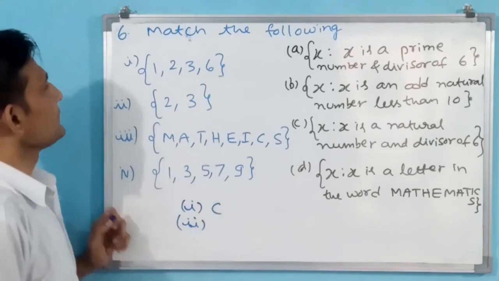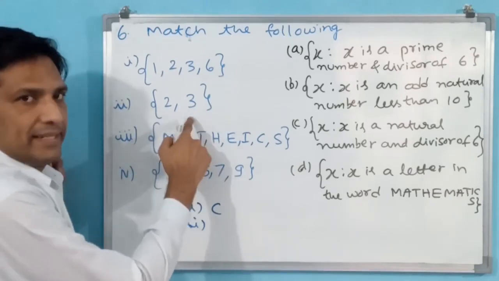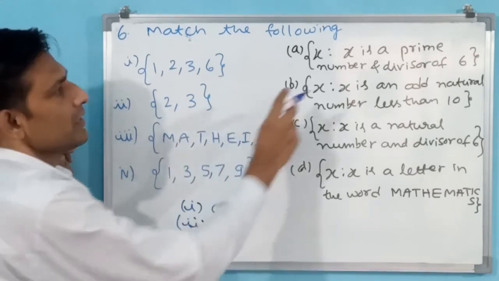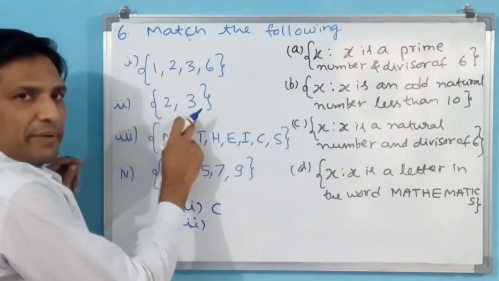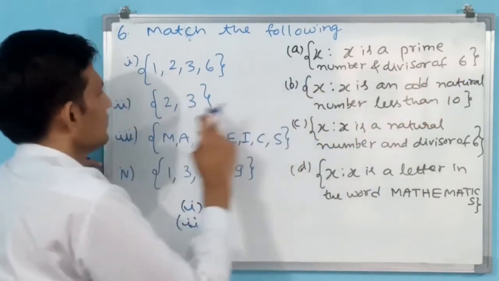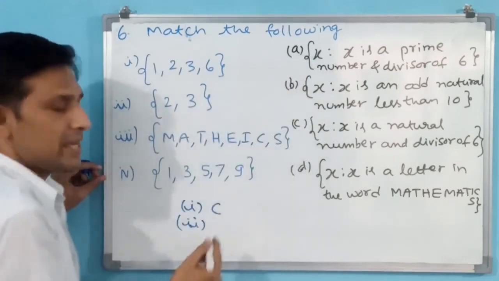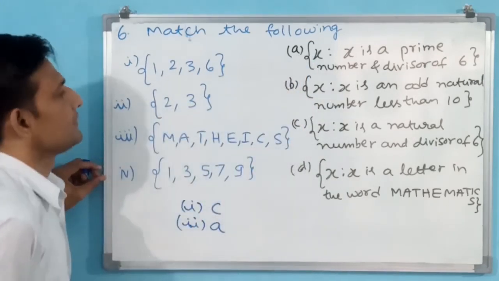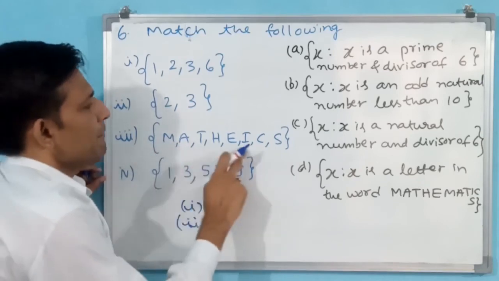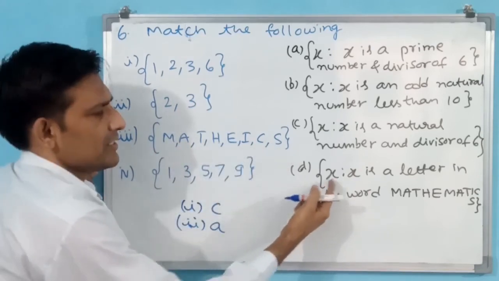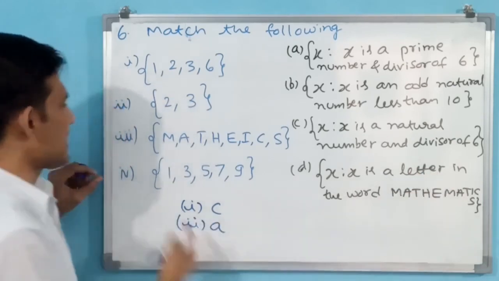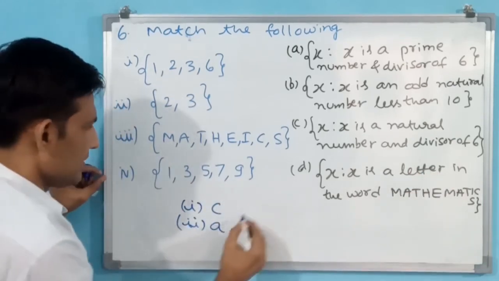2 and 3. Okay, X is a prime number and a divisor of 6. See, these two are prime numbers and divisors of 6 also. That means 2 matches with A. Mathematics. Automatically you can say that X is a letter in the word mathematics. 3 matches with B.